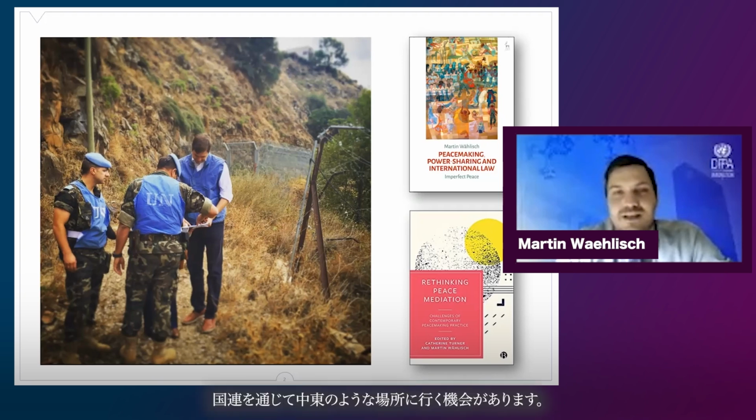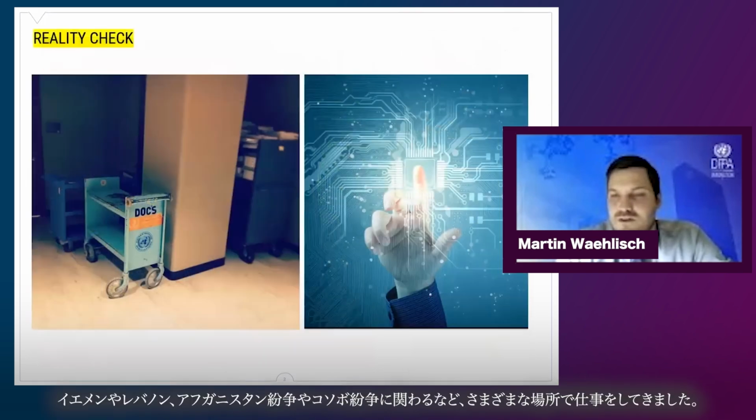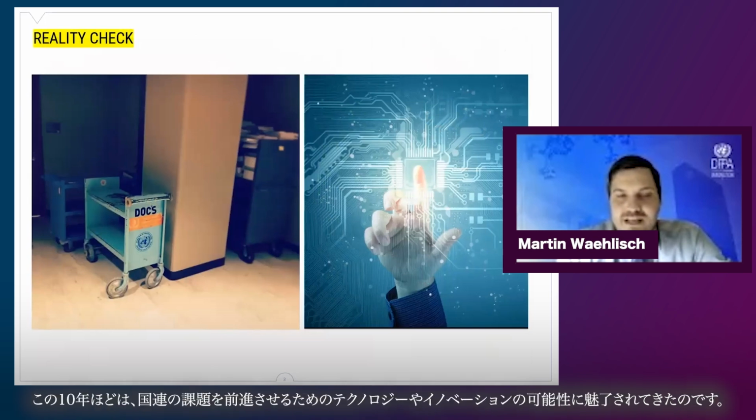My past in the UN has brought me to places like the Middle East. I've worked in Yemen and Lebanon. I've worked on the conflict in Afghanistan, Kosovo, many other places. And I've been fascinated over the last decade or so by the affordances of new technologies and innovation to help bring forward the UN's peace agenda.